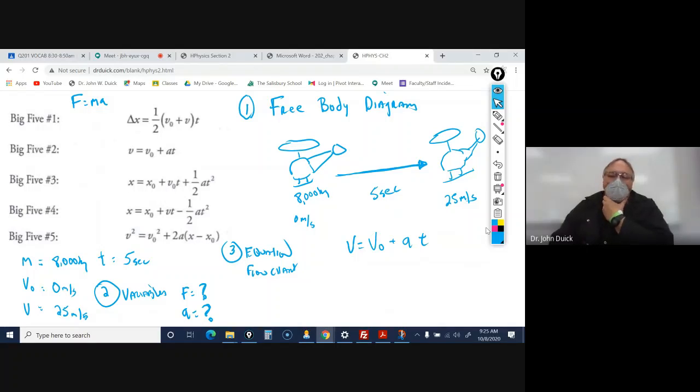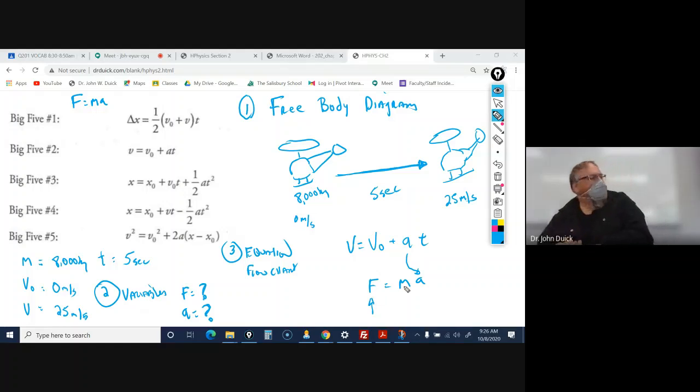So the third part's the hardest part. I want to do an equation flow chart. Caroline's totally correct. She says, I am going to use equation number 2. When I do equation number 2, I will solve for A, okay? And from A, I will put it down into this equation, F equals MA, and then I can easily solve for F, okay? Does everyone see what's going on?